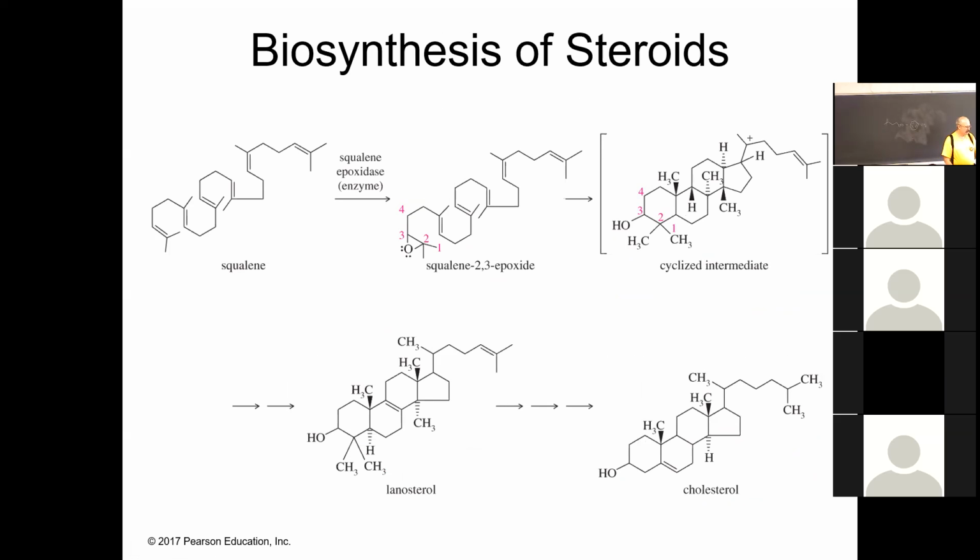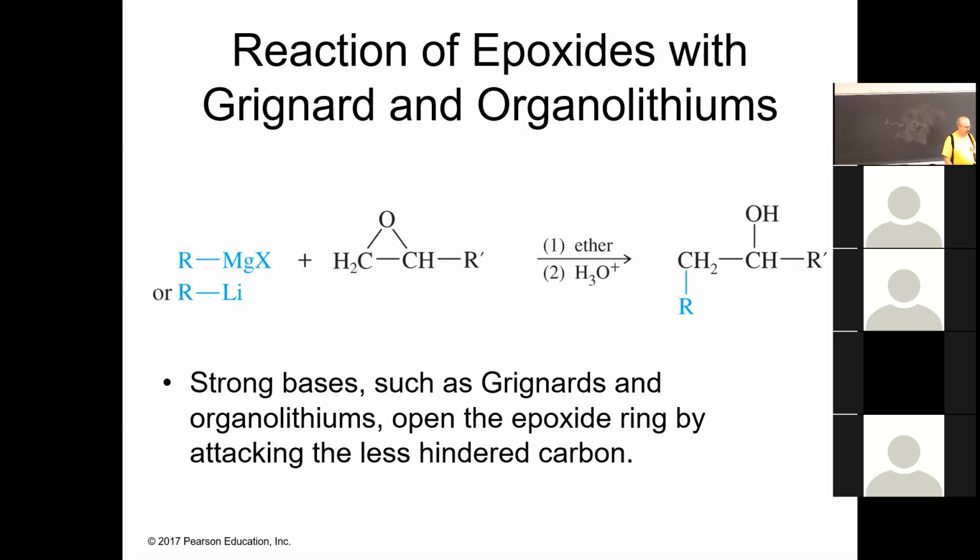Epoxide formation is important in the biosynthesis of steroids, such as cholesterol. Grignards and organolithiums can also attack epoxides. Since they are very strong nucleophiles and strong bases, they'll attack the less substituted side.